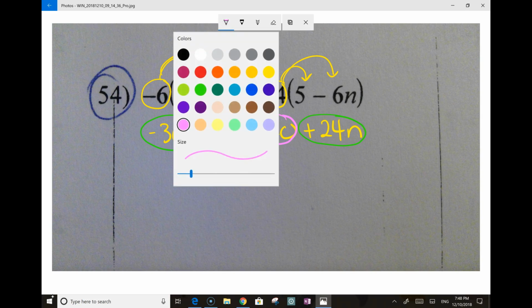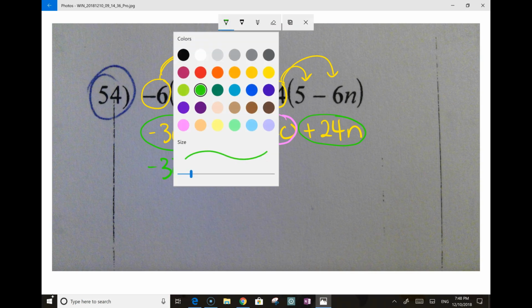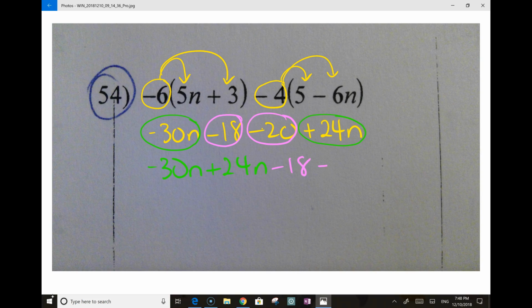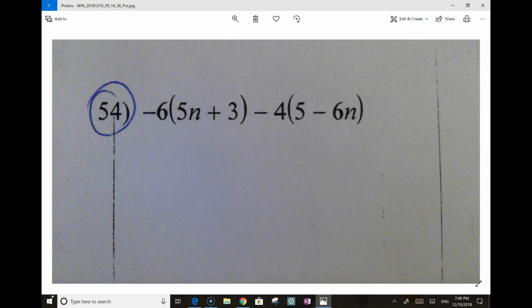So if I put the green ones together, this is -30n plus 24n, and then the pink ones become -18 and -20. So if I were to organize this, then what I would get is the following answer. This becomes -6n, and -18 minus 20 becomes -38. And this would be the final form of the answer, -6n minus 38. Okay, let's go ahead and move on to the next one.